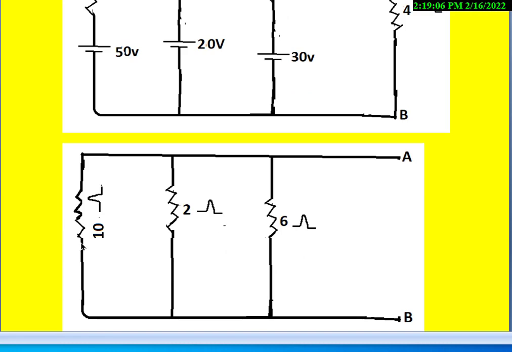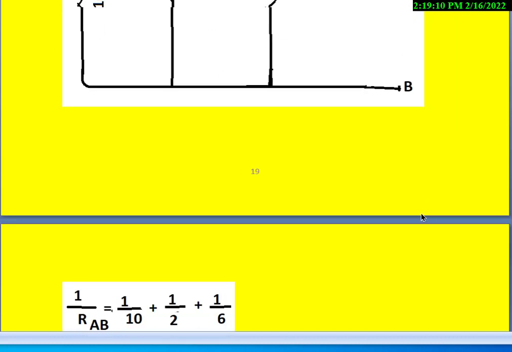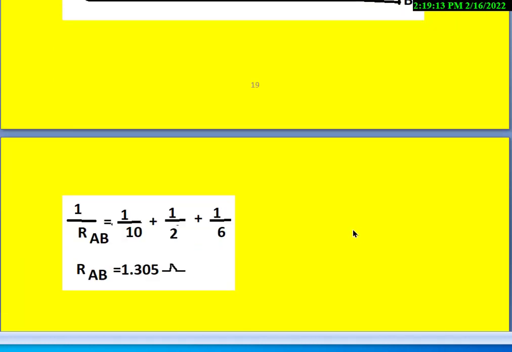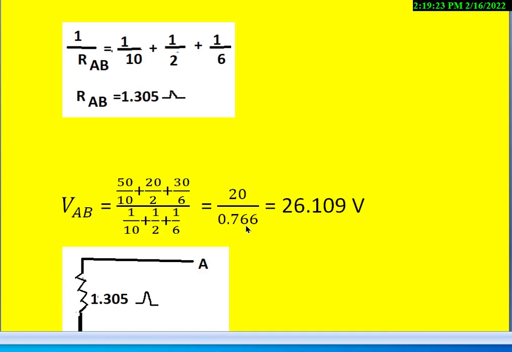10, 2, 6, all three resistors are in parallel. Find out what is the resultant resistance with respect to terminals A and B, that is equal to 1 by RAB is equal to 1 by 10 plus 1 by 2 plus 1 by 6. That is equal to, we get RAB is equal to 1.305 ohms.